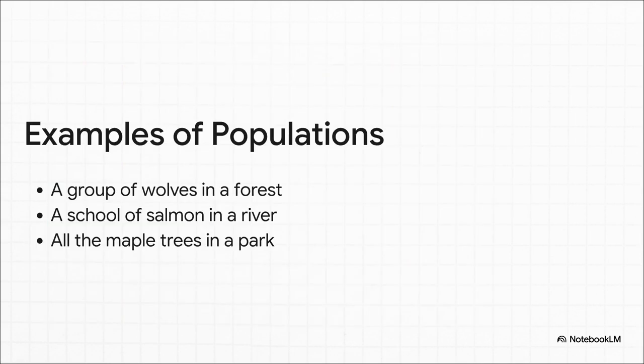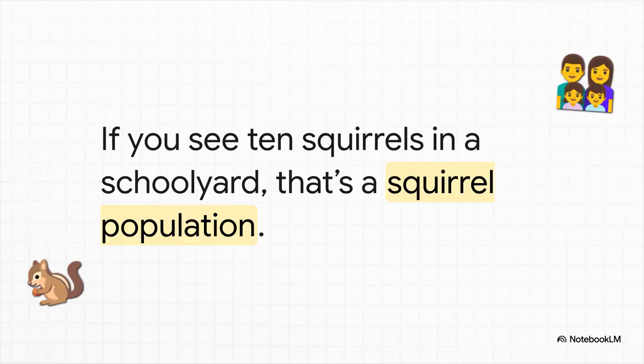So you could be talking about a pack of wolves that roams a specific forest, or a whole school of salmon swimming up a particular river. It even counts for plants, like all the maple trees in one city park. Each of those is its own population. And to bring it back to our little guide, the squirrel, if you're in the park and you see 10 of them running around, you're not just looking at 10 different organisms anymore. You're actually watching a squirrel population in action.